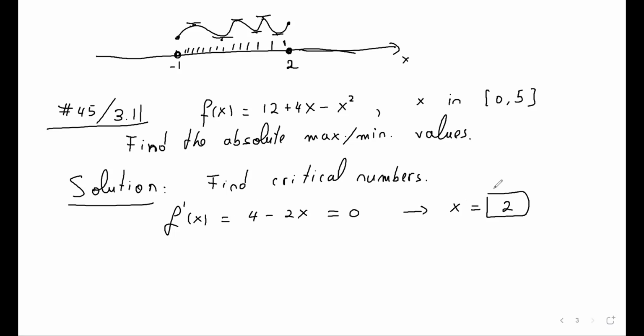Is that surprising? No, because look here, folks, 12 plus 4x minus x squared is a parabola. And the parabola has only one vertex, right? So that's the only one. That's x equals 2. We found it quickly.